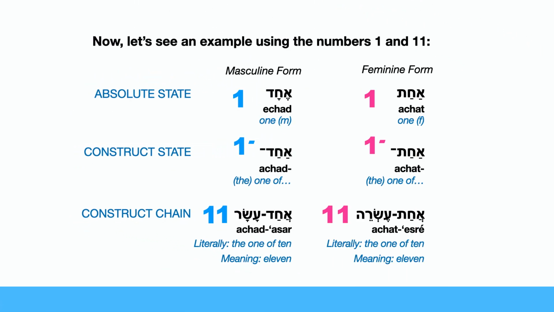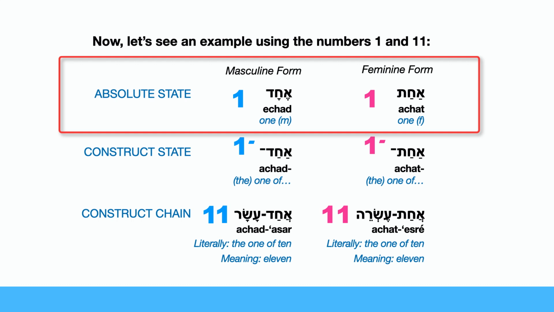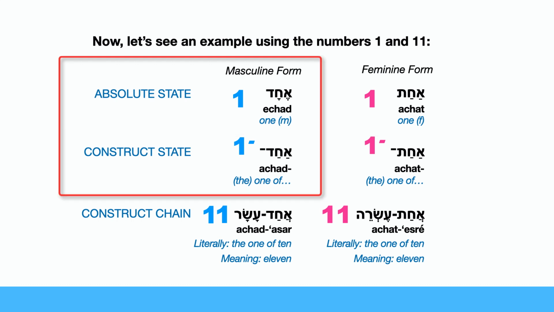Okay, now it's time to see an example using numbers. Here we have the absolute state of the masculine form of the number 1, which is echad, and the feminine form of the number 1, which is achat. Now the construct state of echad is achad. So when it is in its construct state, echad becomes achad, and achad now means "one of."